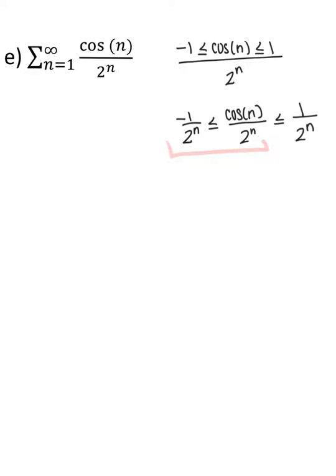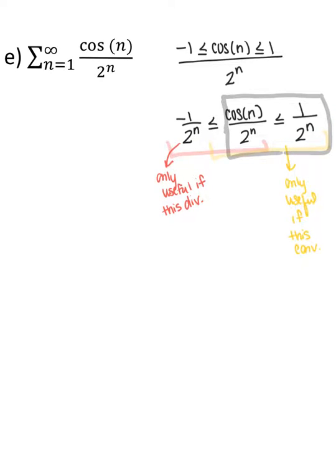You could work with this comparison, and if you're working with this comparison, it's really only useful if this piece diverges. Or you could work with this comparison, and that comparison, again, is only going to be useful if this one converges. So I'm taking a look, both of these are geometric series, and they both converge because they're going to have a common ratio of a half here in the yellow or a -1/2 here in the red. And so therefore I'm going to conclude, I'm going to use this comparison right here. Cosine of n over 2 to the n is less than or equal to 1 over 2 to the n.